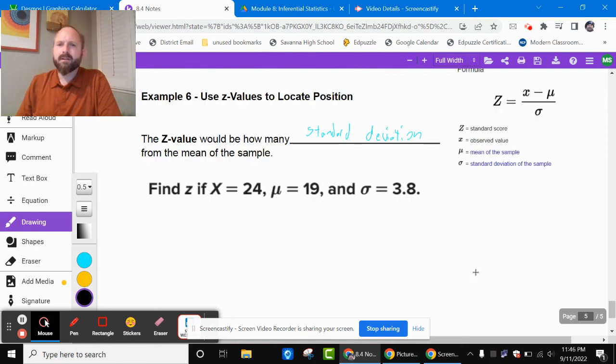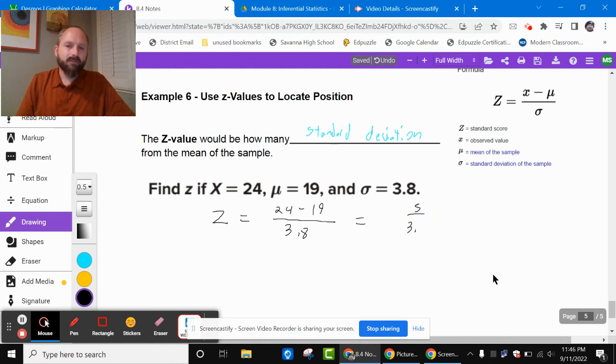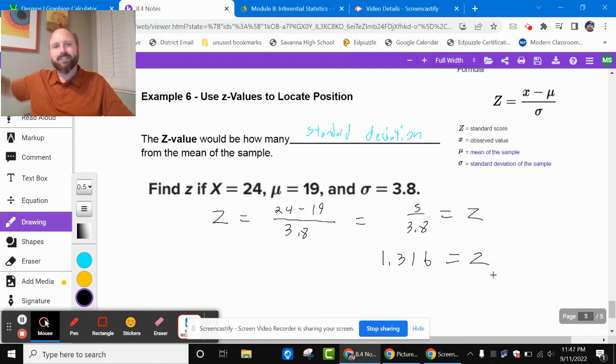So let's do that. Find z if x is 24. So z is equal to 24 minus 19, if the standard deviation is 3.8. Well, if I use a handy dandy calculator, I'll know that 24 minus 19 is 5, and I have 3.8. If I divide 5 by 3.8, I'll figure out how many standard deviations above I am. So I go 5 divided by 3.8, and I get 1.31. Let's round up, 1.32 is equal to the exact standard deviation above.